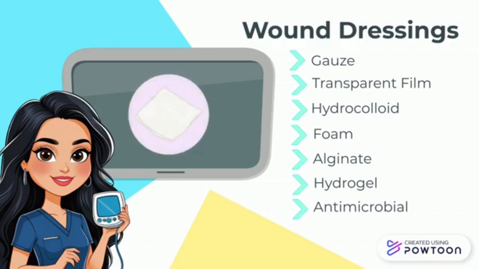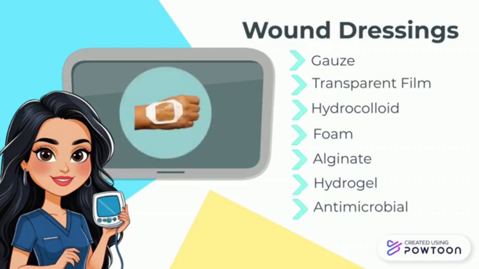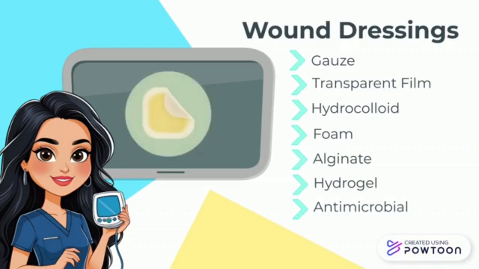Gauze is the most basic type of wound dressing. It's very common, it's great for small, less severe wounds, and helps absorb fluid while providing basic protection. Next, we have transparent film, which is a clear, flexible dressing used on minor cuts, scrapes, or burns. It allows you to see the wound while keeping it protected from bacteria. Hydrocolloid dressings are used on minor or superficial wounds that aren't infected. They help maintain moisture, which speeds up healing.